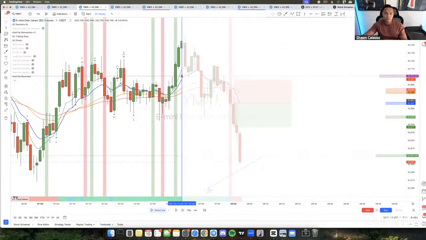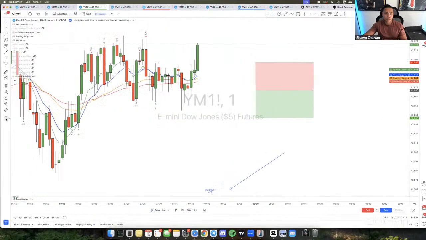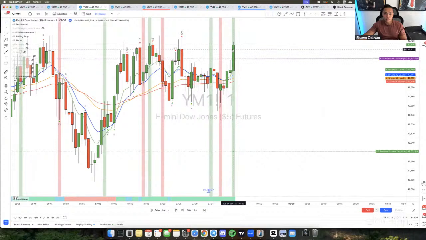Now let's use this as an example. This is another pivot scalp entry. It's at a red flag, but it's a pivot scalp entry.